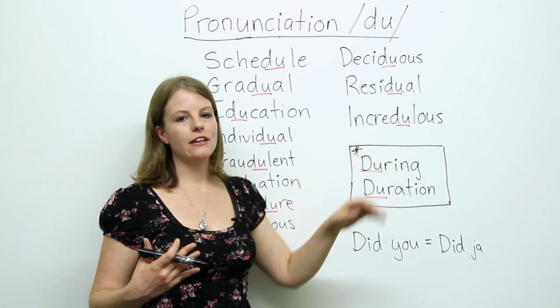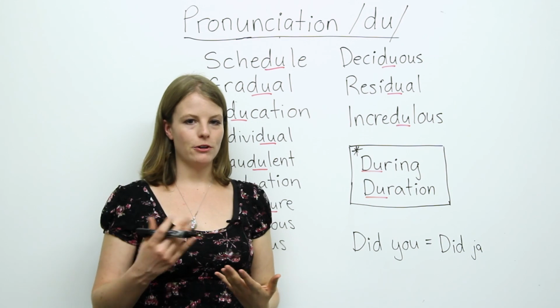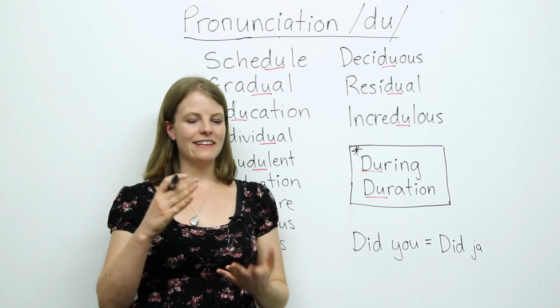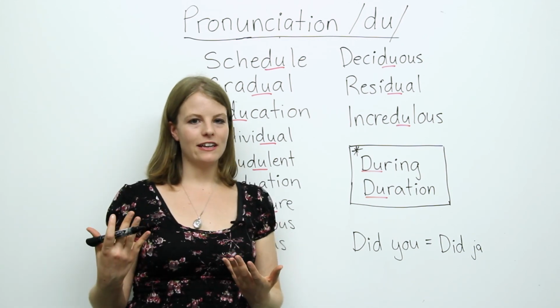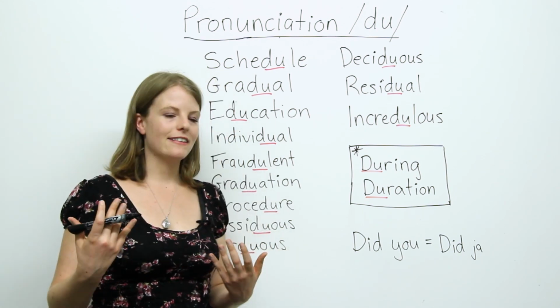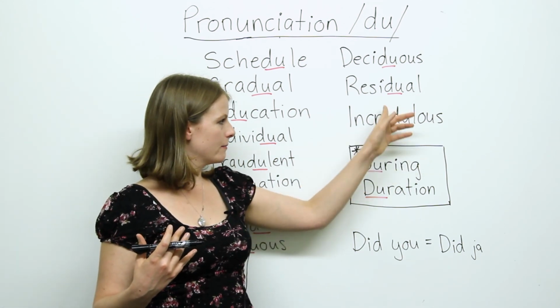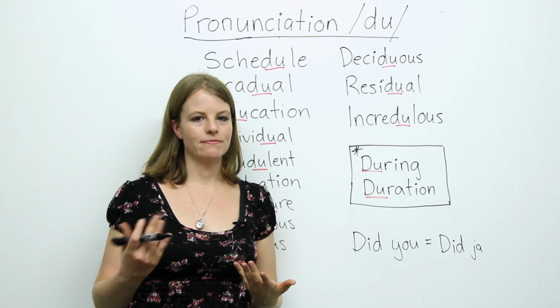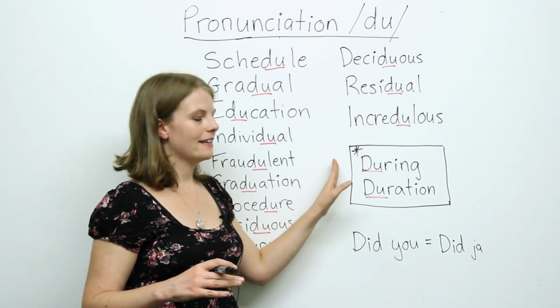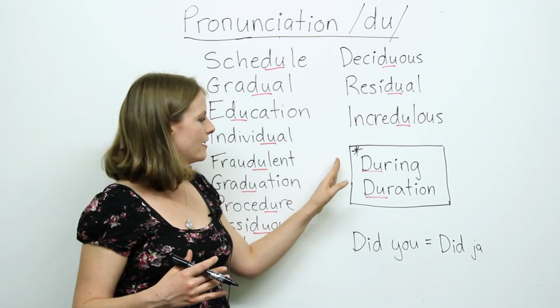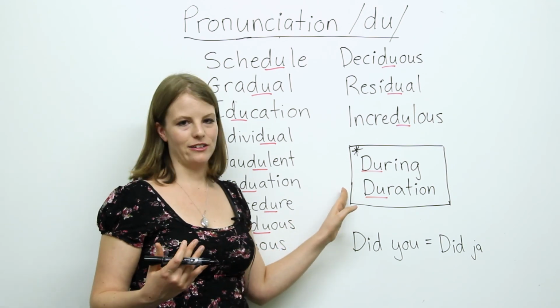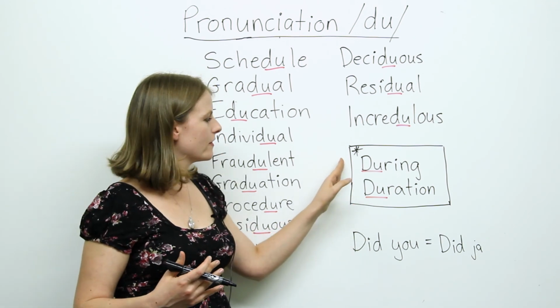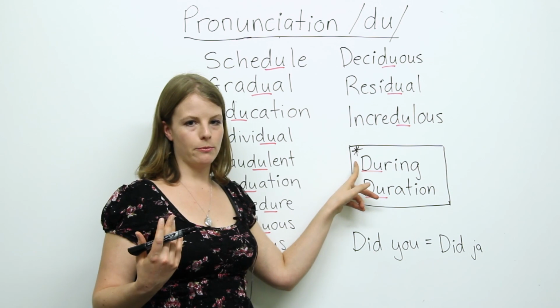So that's one way you can figure out if it's a J pronunciation. If DU is at the front, it usually is pronounced "do," whereas if it's in the middle somewhere, it's usually pronounced "j." Now this is an exception: during and duration. Okay? So some people, there are actually two ways to pronounce this.